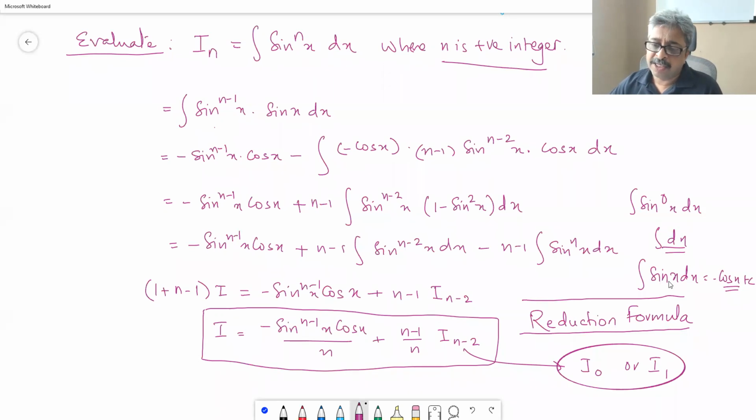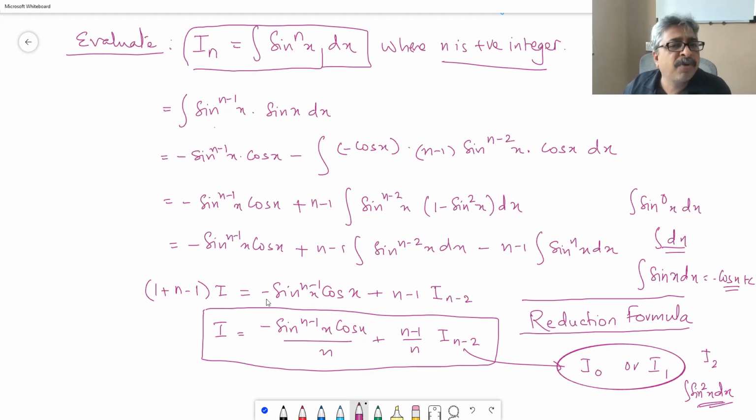So both these integrals are easy. Or even if you want to stop at I2, which is integral sine square x dx, we have found out this also. So you can find the answer by stopping at 2. So if n is even, you may stop at I2. If n is odd, you may stop at 1. That is how this type of problems needs to be tackled.